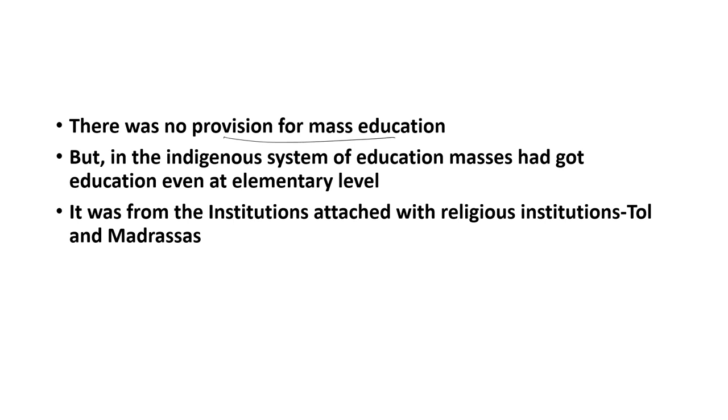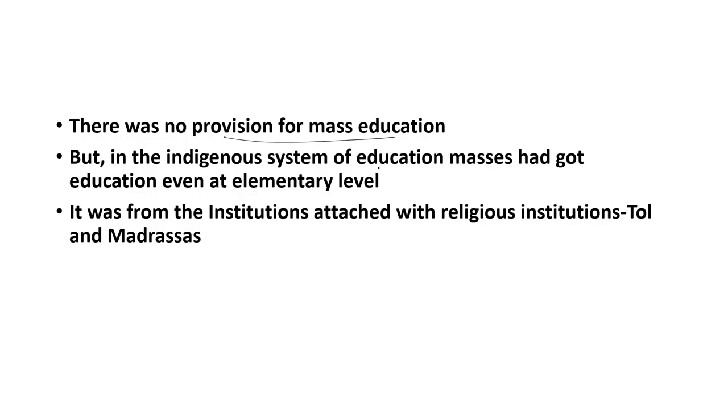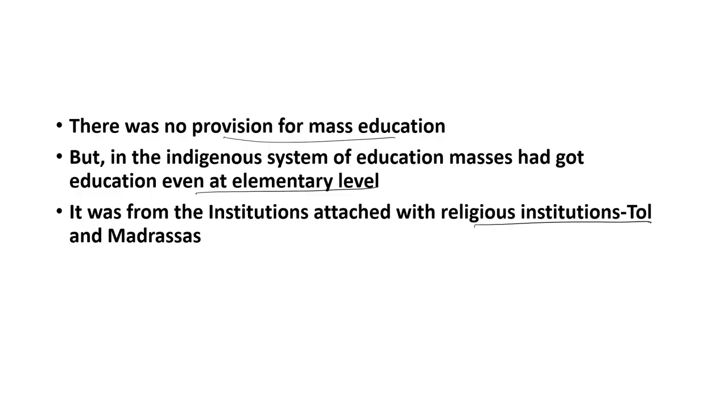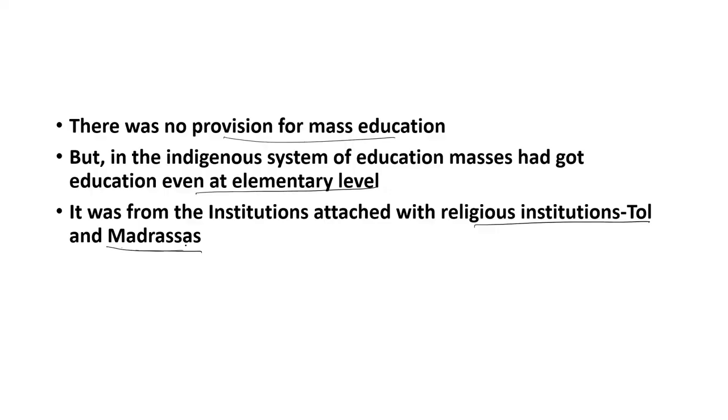So there was no provision for mass education. But the indigenous system of education, before the arrival of the British, provided education to the masses, at least at the elementary level. Most of these indigenous educational institutions were attached to religious institutions called tolls and madrasas. Hindus were educated at the elementary level at the tolls, attached with the temples, and Muhammadans were educated at the madrasas.